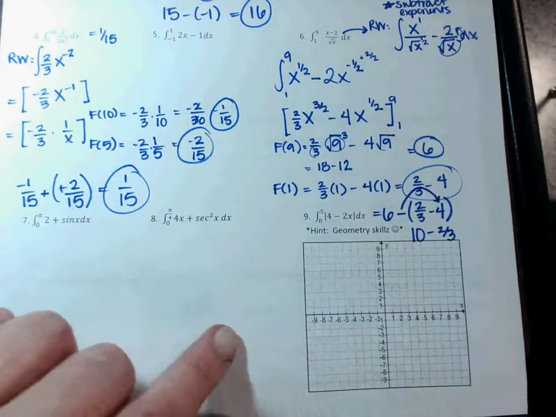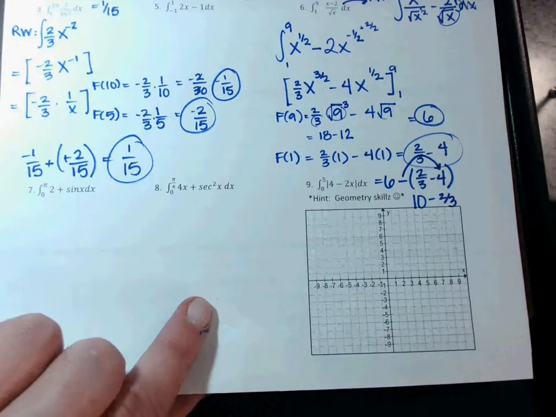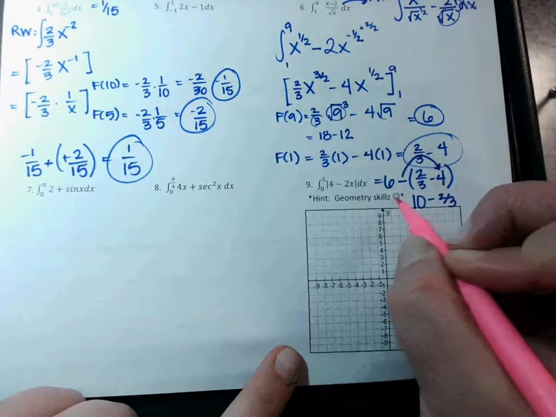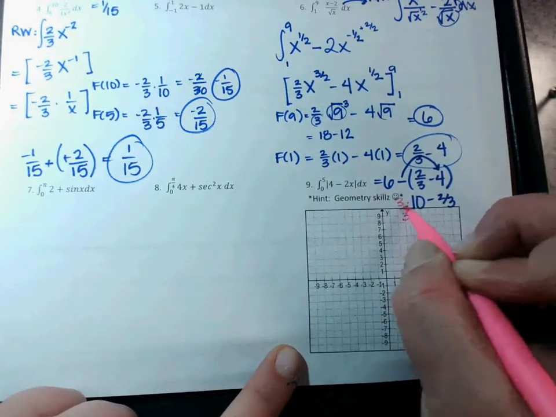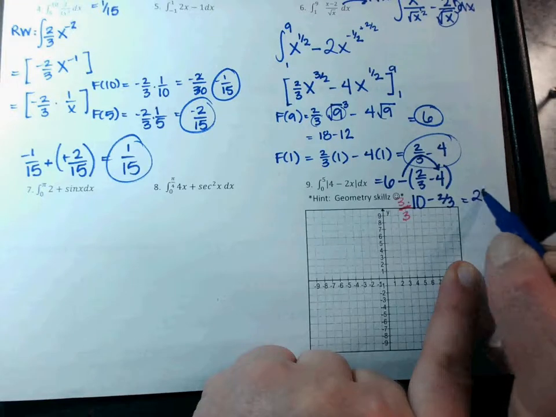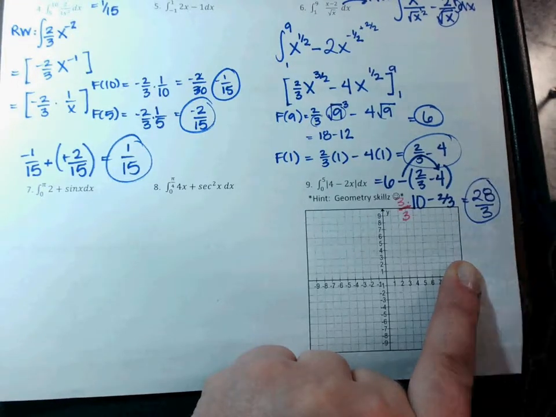Now, if you needed to make that a single fraction, like for a multiple choice question, you would times the 10 by 3/3. And that would make it 30/3 minus 2/3 gives you how many thirds left over? 28/3. Okay.